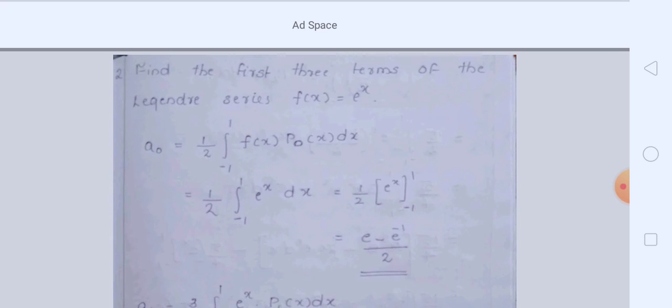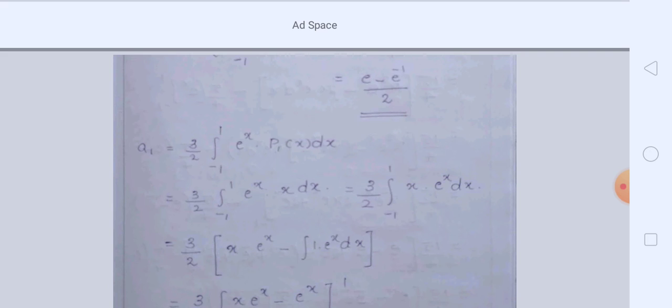Next problem. Find the first three terms of the Legendre series for f(x) equal to e raised to x. Here a_0 equals what? a_0 equals half integral minus 1 to 1 f(x) into P_0(x) dx. Here f(x) is equal to e raised to x and P_0(x) is equal to 1. Then integrating we get a_0 equal to (e minus e inverse) divided by 2. And a_1 equals 3 by 2 integral minus 1 to 1 e raised to x P_1(x) dx. Here P_1(x) is equal to x.